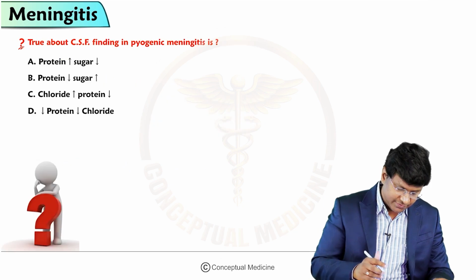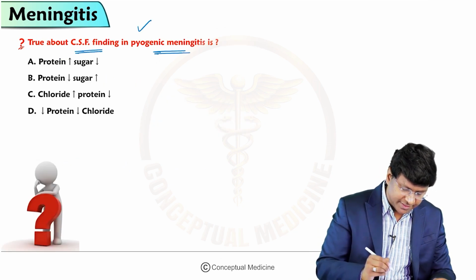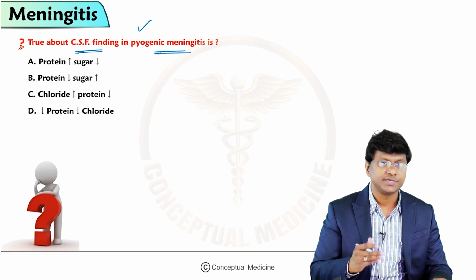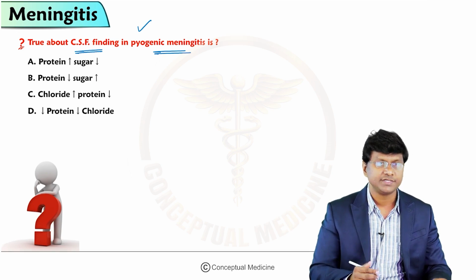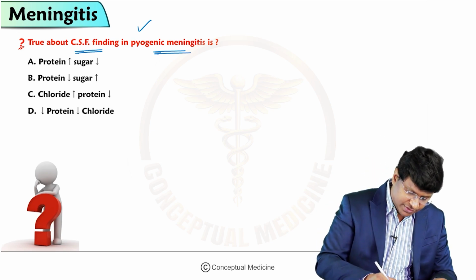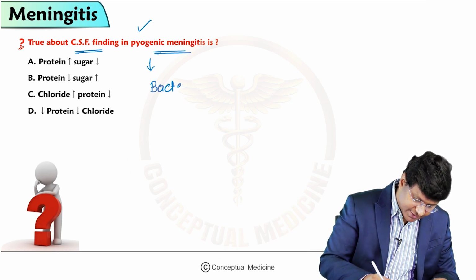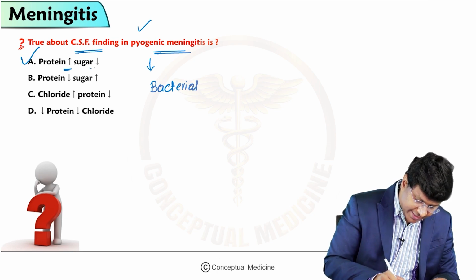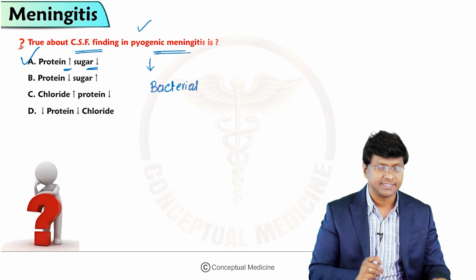Okay, and you see one scenario. True about CSF findings in pyogenic meningitis: proteins increased, sugars decreased; proteins decreased, sugar increased; chloride increased, protein decreased; decreased protein and decreased chloride. So let me tell you, pyogenic meningitis is nothing but bacterial meningitis. So in bacterial meningitis, you have an increase in the proteins and a decrease in the sugar. That is what you will observe in bacterial meningitis.